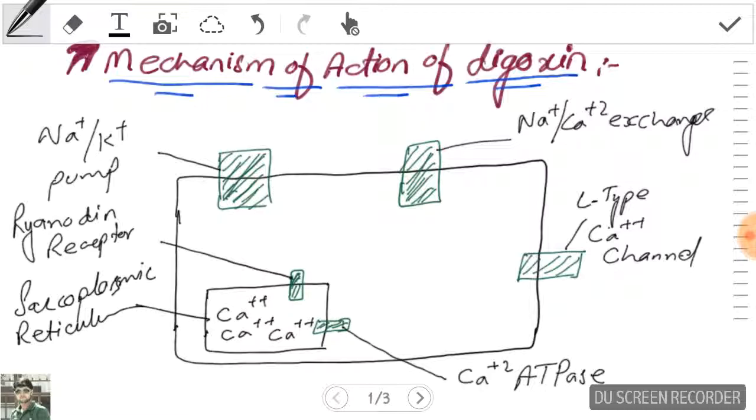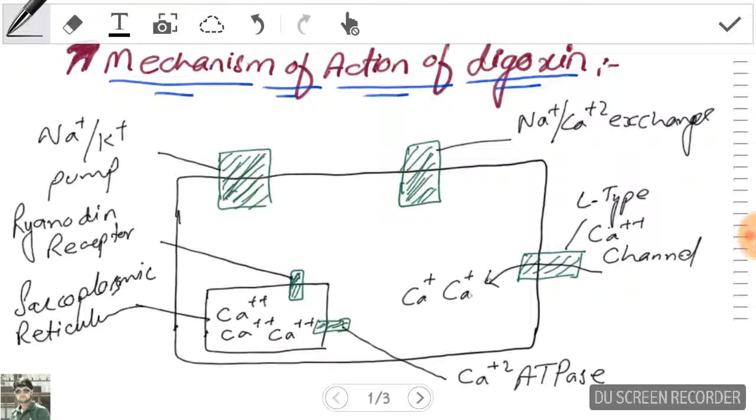So when the action potential from the neuron reaches the muscle cell, this causes the depolarization of the muscle cell, and finally it causes the entry of calcium inside the cell. The calcium enters into the cell with the help of L-type calcium channels and T-type calcium channels. So L means long-lasting calcium channels.